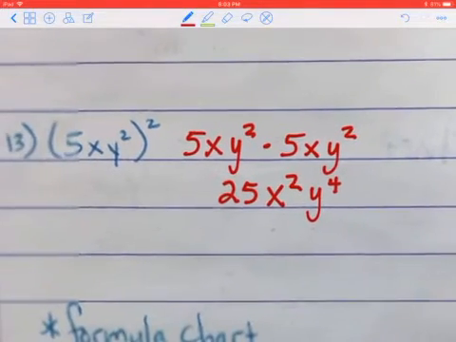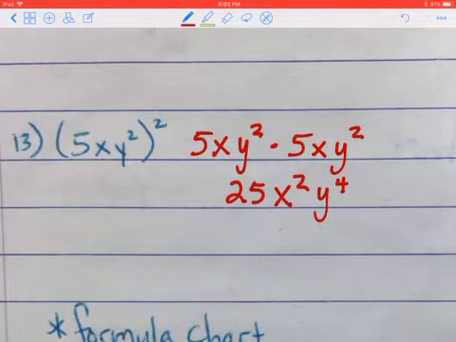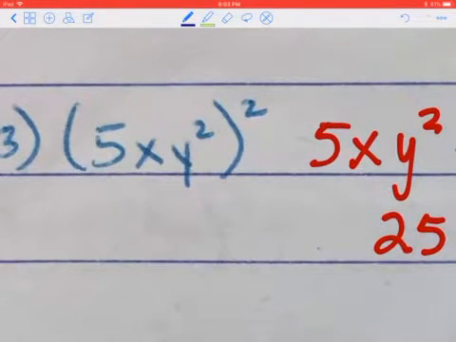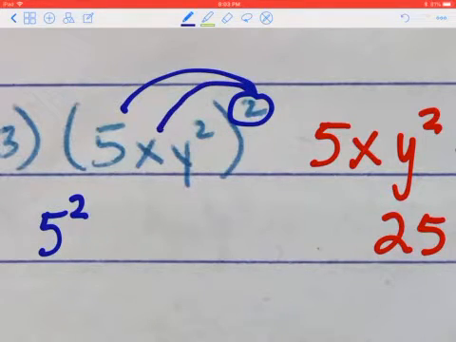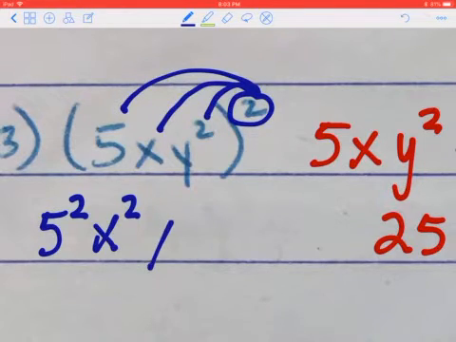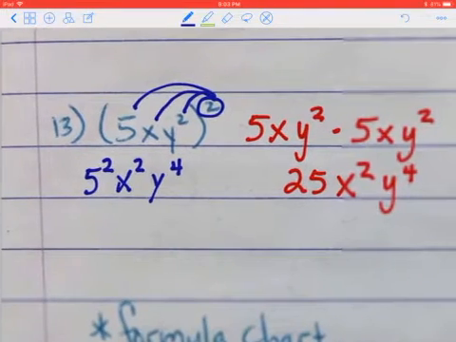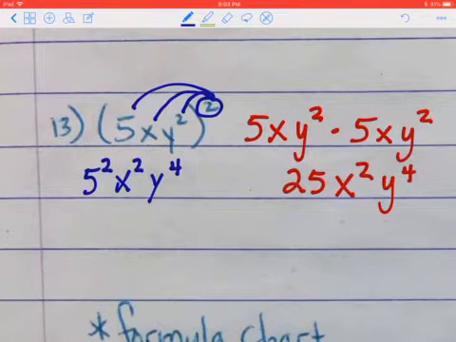If we notice a pattern here, what happens is when we are raising an exponent to another exponent, then we square the number, that's 25, or better yet, we could write it like this: 5 squared, x squared, and then y to the 4th, because you multiply. It's like distributing.